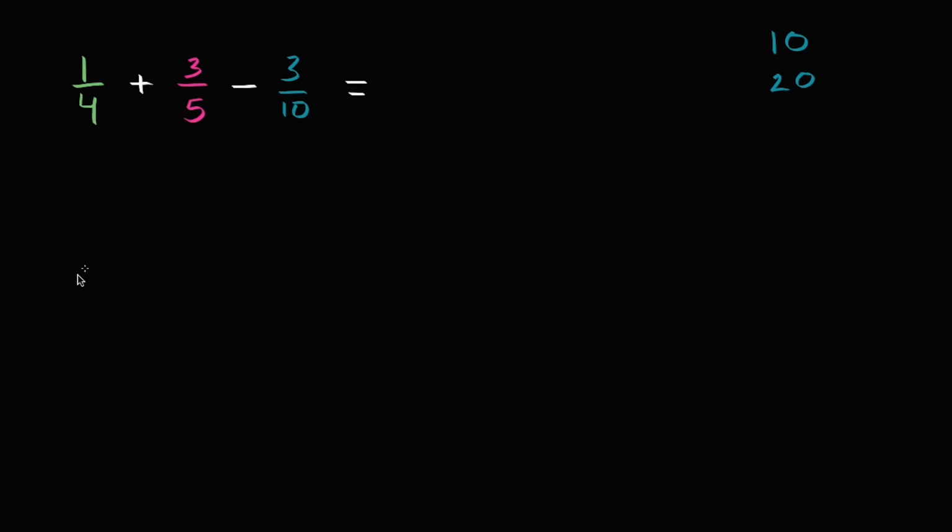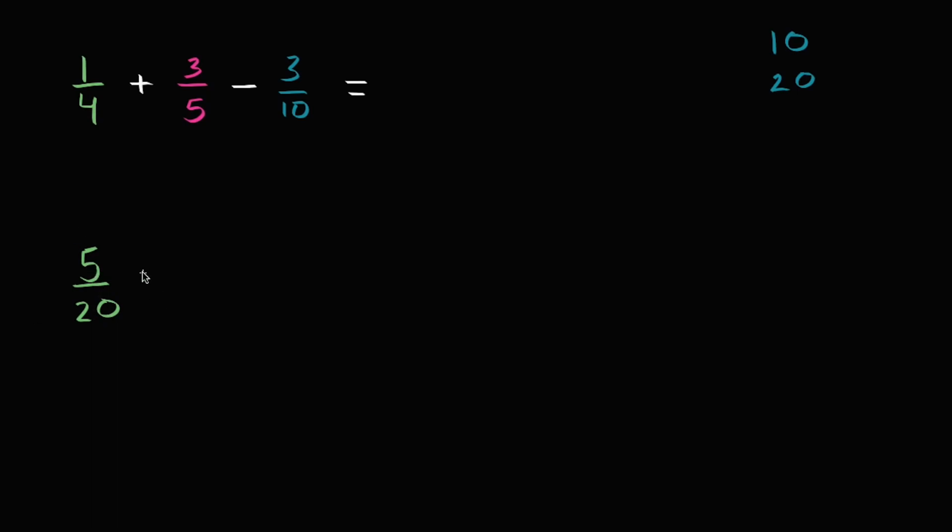So let's start with 1/4. 1/4 is what over 20? Well, to go from 4 to 20, you have to multiply by 5. So you have to do the same thing to the numerator. You have to multiply it by 5. 1 times 5 is 5. 1 over 4 is the same thing as 5 over 20. 4 is 4 times 1. 20 is 4 times 5.